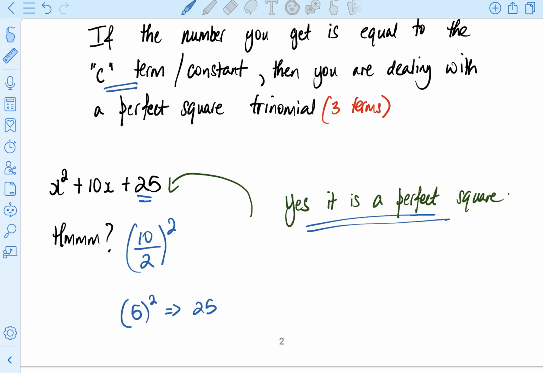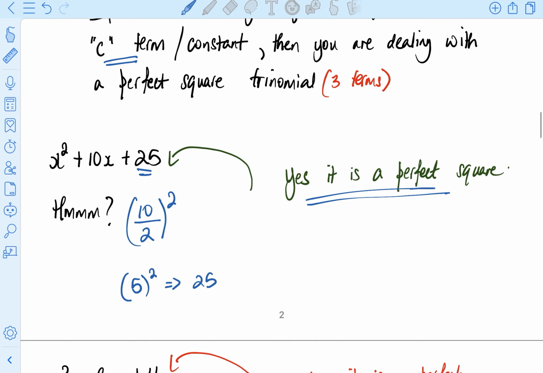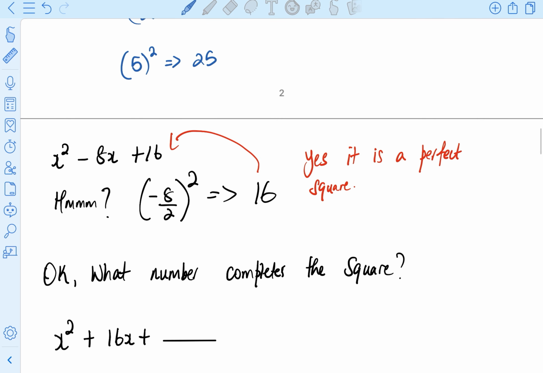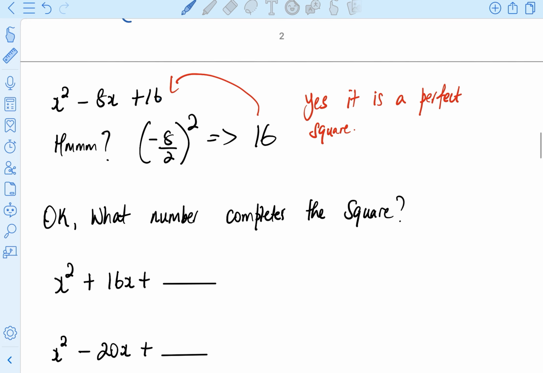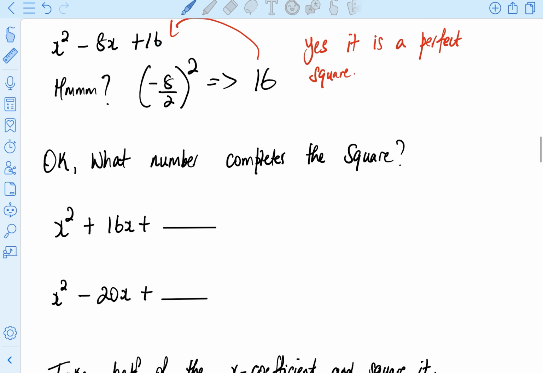So this is just something that we want to identify: how to identify that we're dealing with a perfect square. Now, here's another one. You can tell half of 8 squared is 16. Yes, it's a perfect square. So then I'd ask you guys this question here: what number completes the square?